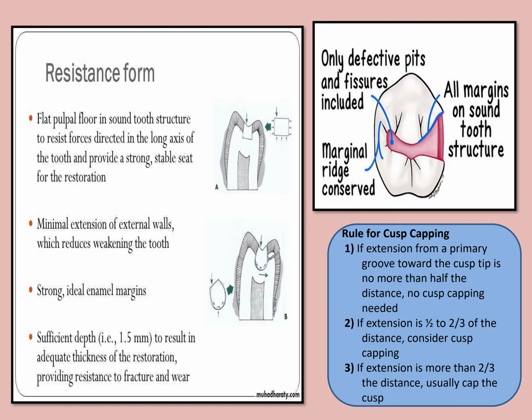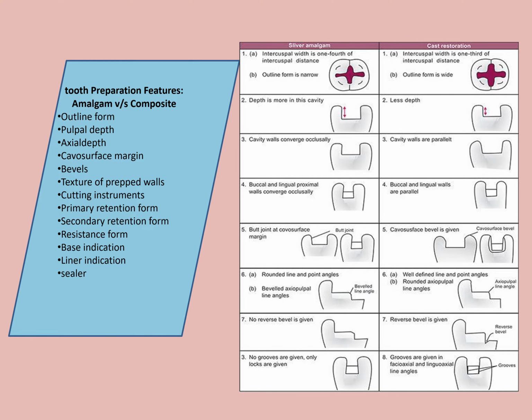You can see more features of the resistance form here that we already discussed. Only defective pit and fissure are included and all the margins are on sound tooth structure. The rule for cusp capping is, if the extension from the primary groove towards the cusp tip is no more than half the distance, no cusp capping is needed. If the extension is half to 2/3, consider cusp capping. But if the extension is more than 2/3, definitely you need to cap the cusp. So these are the rules of cusp capping.